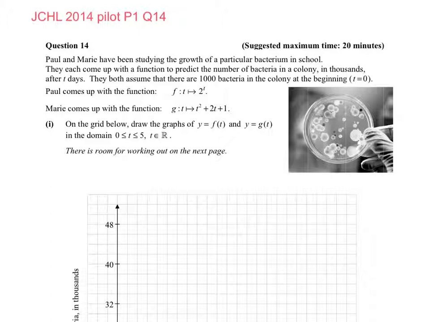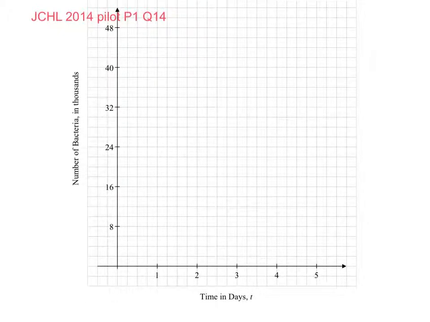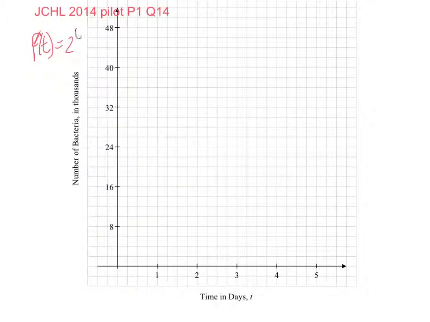You'd be expected to work out all the values for t from 0 up to 5, and there's space on the next page for you to do that. I'll go straight ahead and just plot the points. So for the first one, the exponential function F, f of t is 2 to the power of t.